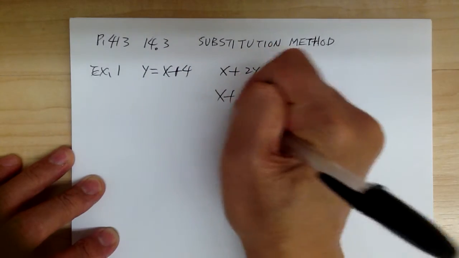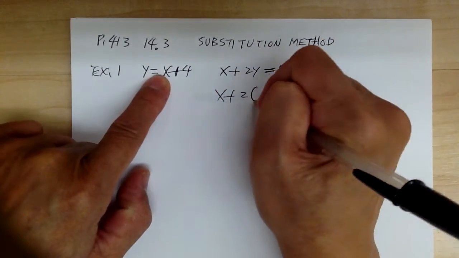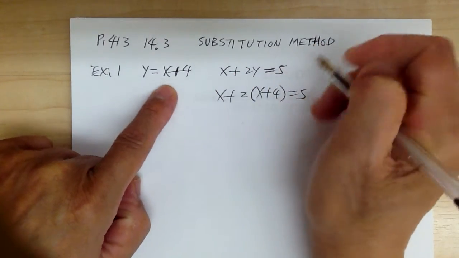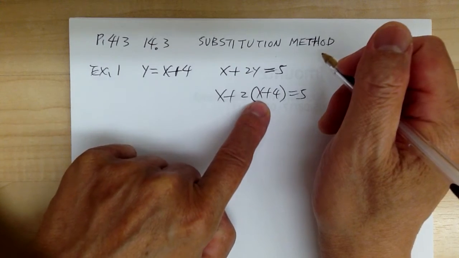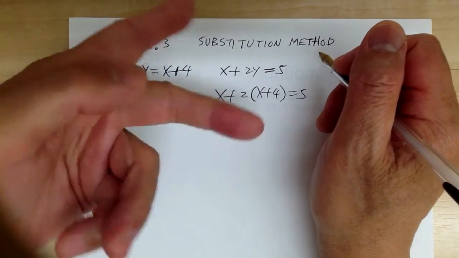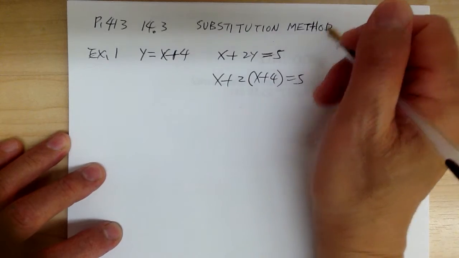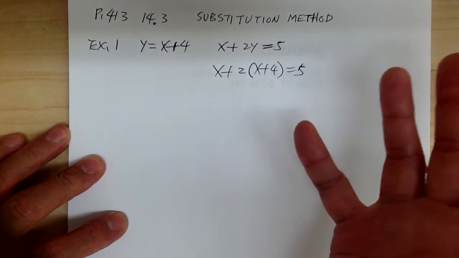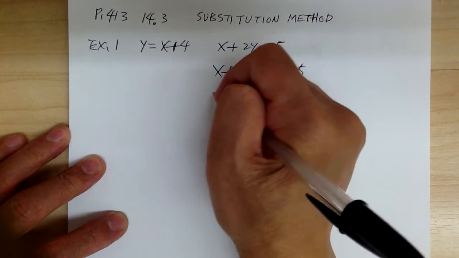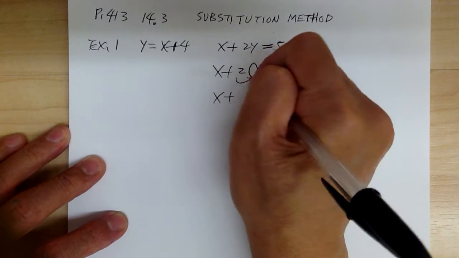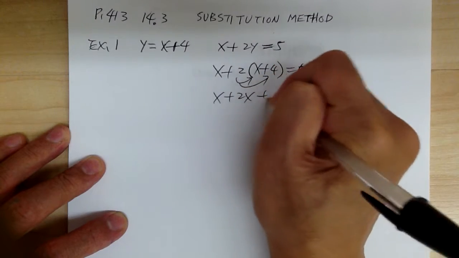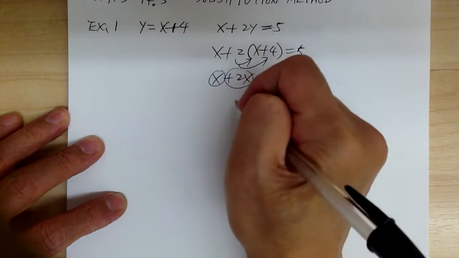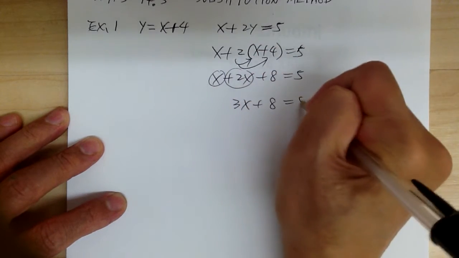So you're going to get x plus 2. Now y is equal to x plus 4, so you substitute and change the y into x plus 4. They are equal, so they are interchangeable. This is how you get rid of one of the variables. Now it becomes regular solving. Get rid of the grouping symbol: 2 times x is 2x, and 2 times 4 gives plus 8, equal to 5. Combine like terms, and you get 3x plus 8 equal to 5.